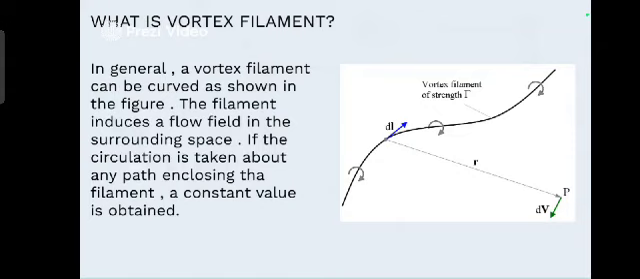So, what is a vortex filament? In general, a vortex filament can be curved as shown in the figure. The filament induces a flow field in the surrounding space. If the circulation is taken about any path enclosing the filament, a constant value is obtained. In this figure, we can see a vortex filament of strength tau, and a point P is placed at a distance r from the vortex filament.